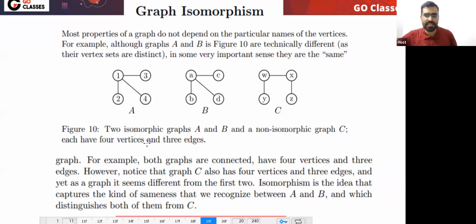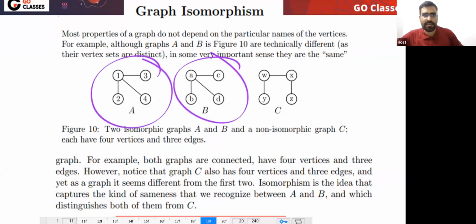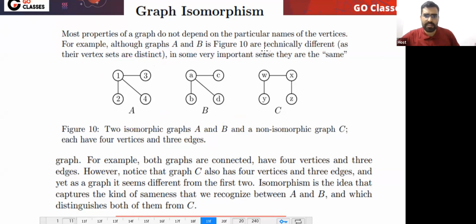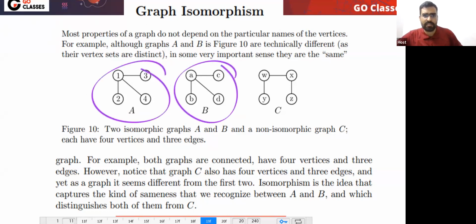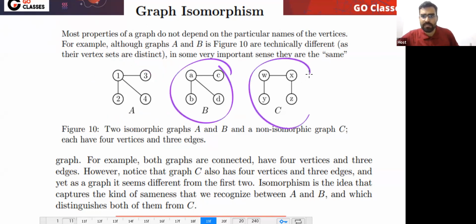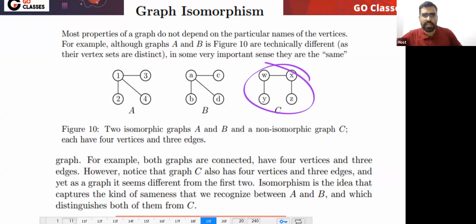So what is a graph isomorphism? These two graphs, if you notice, are basically the same. The labeling does not matter. Are these two graphs the same? No, because in this graph you have a vertex of degree 3, and in this graph you don't have a vertex of degree 3. So they are basically different. Actually, these two are isomorphic, but these are not isomorphic. They are very different from each other.